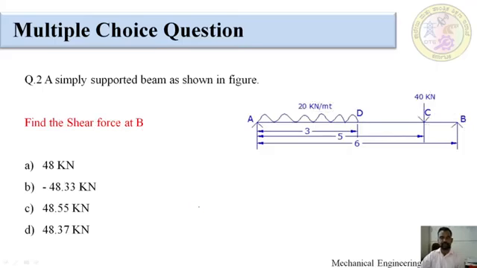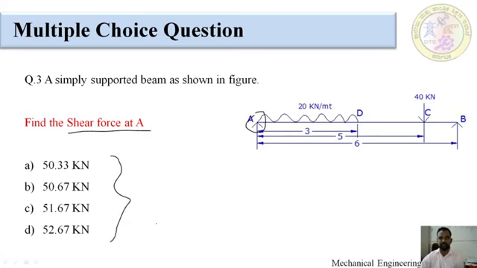Next would be the simply supported beam of the same problem only. Previously we were supposed to calculate reaction. Here we have to calculate shear force at B. We are having 4 answers. Among them there would be one correct answer. Next, question number 3 would be the same diagram, only required to calculate shear force at section A. Here how much shear force is acting would be the 4 answers. Do correctly and answer any one of them.